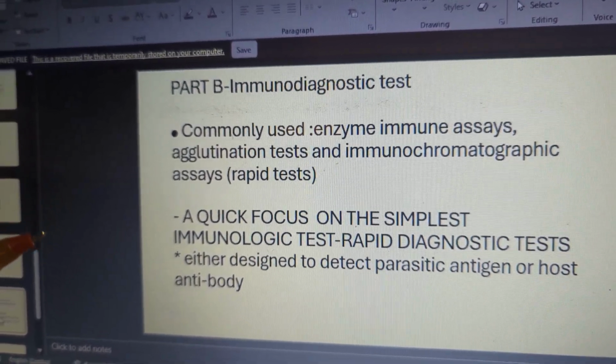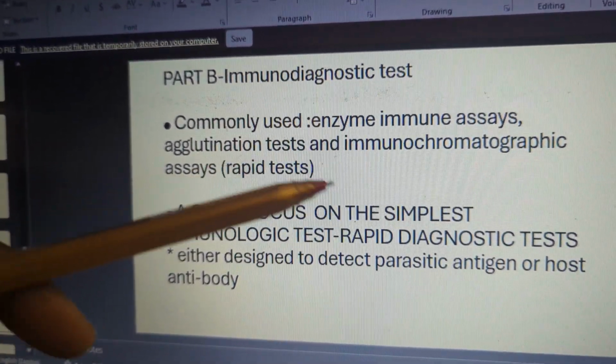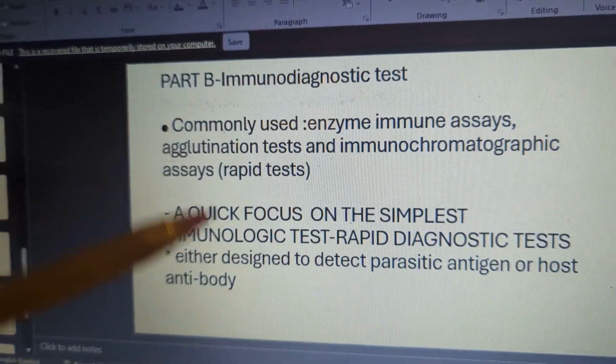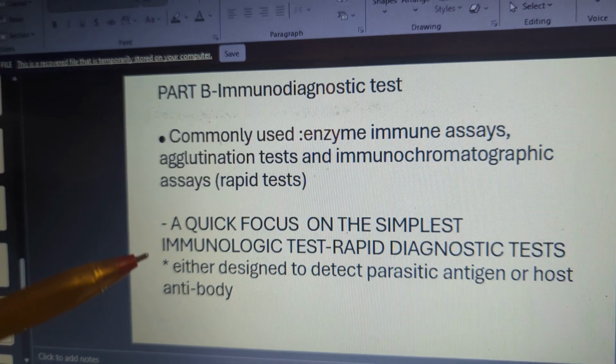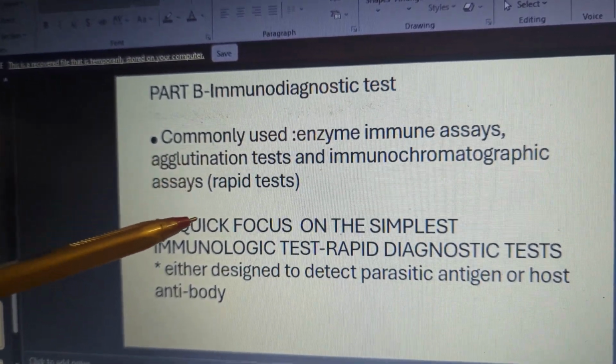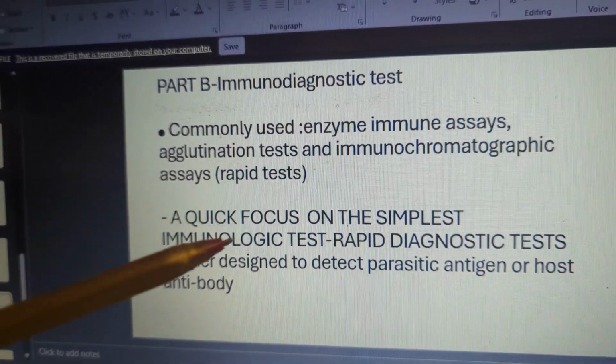But the one that is even more commonly used is the immunochromatographic assays. It's a mouthful, but these are commonly used, the rapid tests, okay?